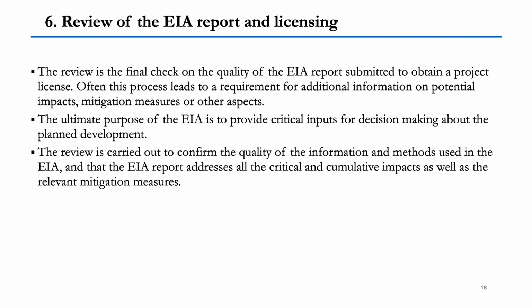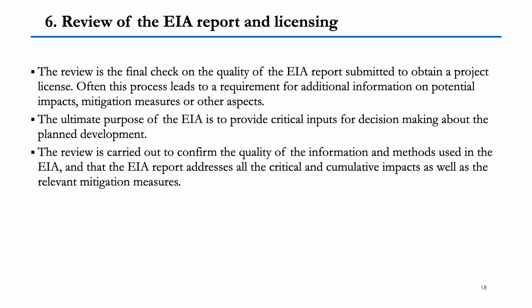The review is the final check on the quality of the EIA report submitted to obtain a project license. Your project will only be licensed by the government if there is an EIA report and it has been reviewed. Often this process leads to the requirement for additional information on potential impacts, mitigation measures or other aspects. So what happens? Policymakers review the reports, and they understand that there are certain impacts, and then they can again ask certain questions: how are you trying to mitigate this issue? Maybe we are not satisfied with the mitigation plan, how are you ensuring it? So certain questions can be asked by the policymakers.